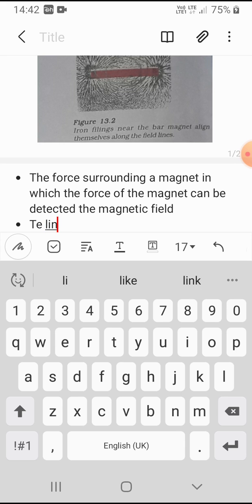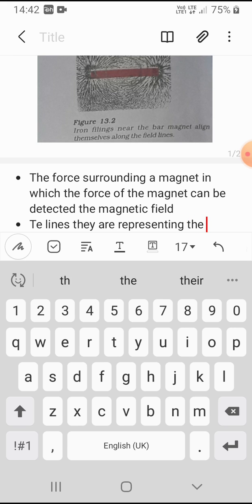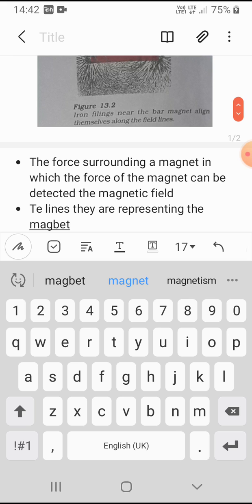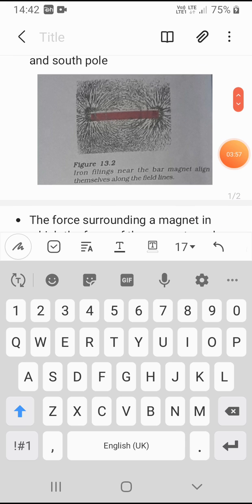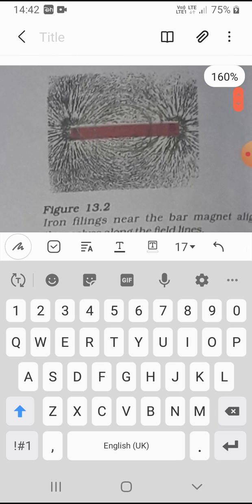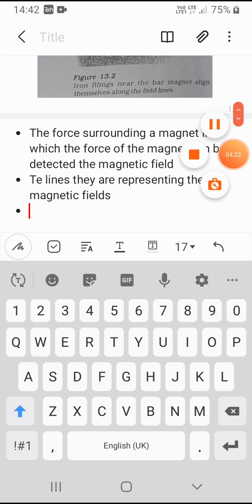See, there are lines in this photo of the magnet. The lines are representing the magnetic field, not the iron filings. As you are seeing in this image, there are lines coming out, like small circles. So by this we can say there is some force attracting the iron filings and making them take that shape. This was the example and definition of magnetic field. You have to write the definition of magnetic field if they ask.